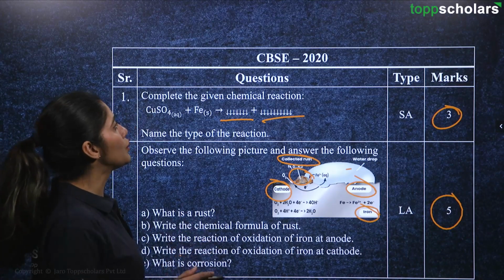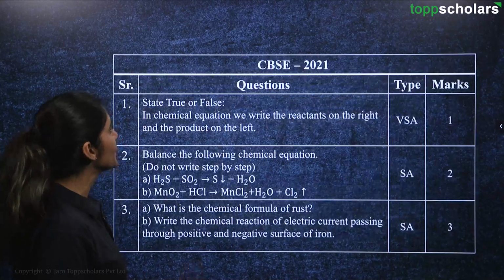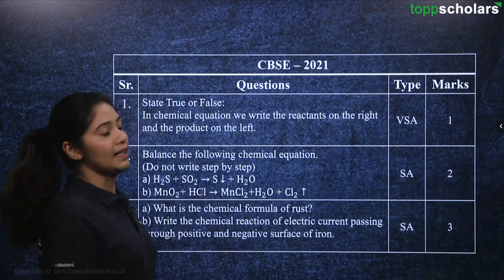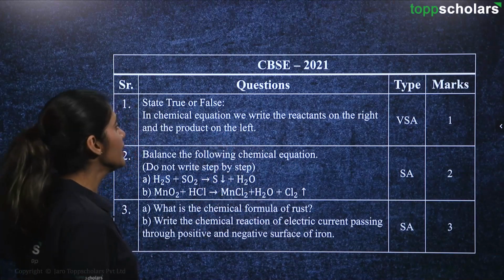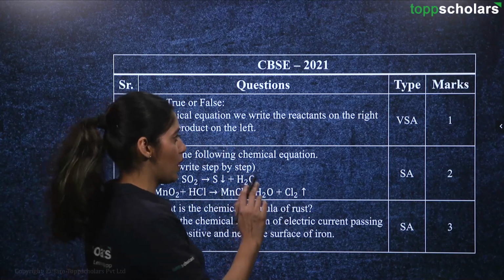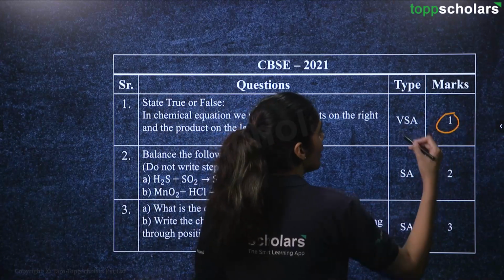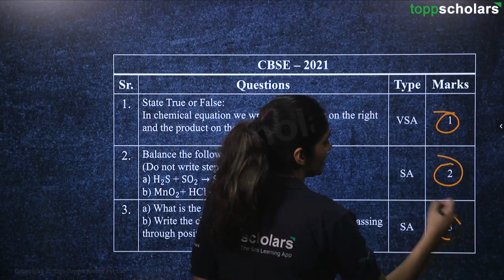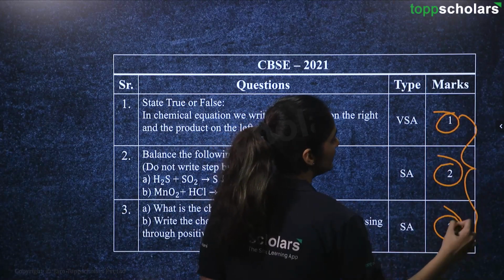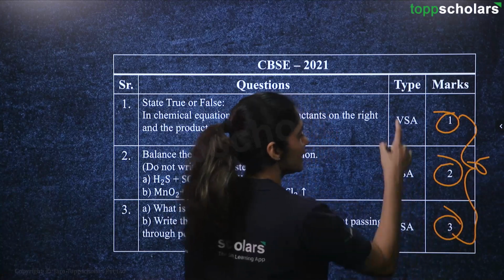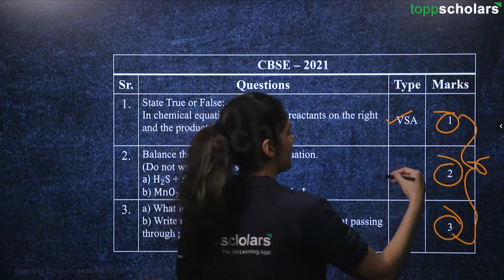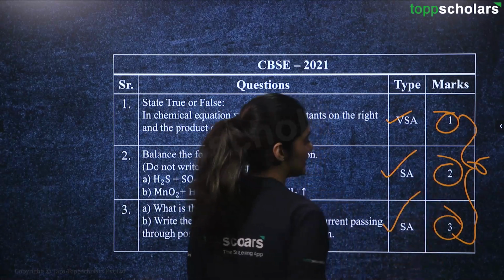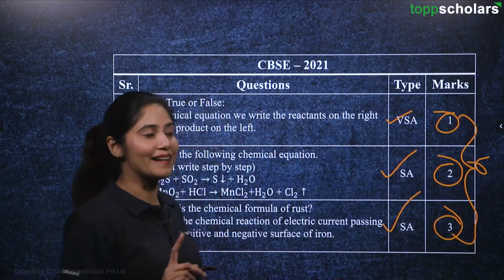Now let's move on to the next question here. So now we are again moving to the next year, that is 2021. Here we have 3 questions, one question of 1 mark, one of 2 marks and one of 3 marks. So we have a total of 6 marks here in 2021. One is a very short type question, one is short answer and another one also short answer but carrying 3 marks.